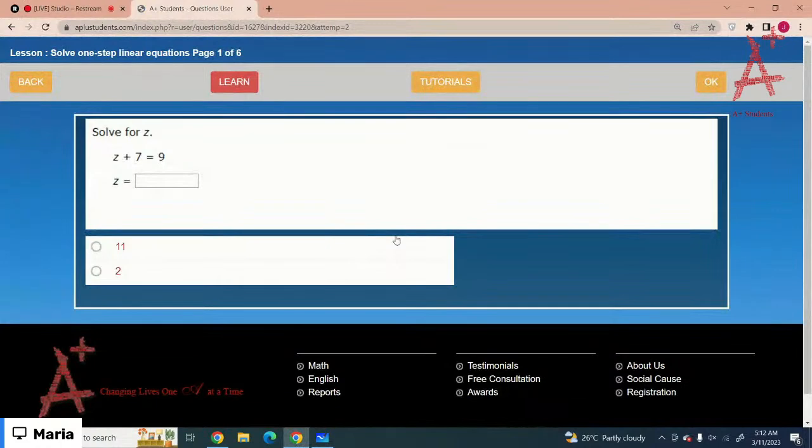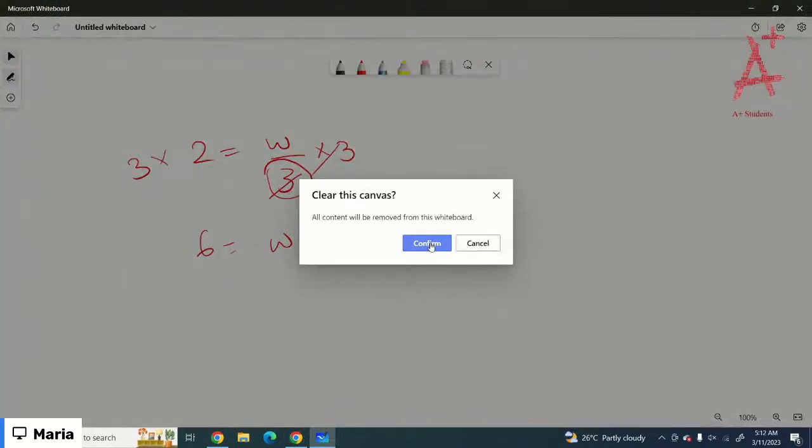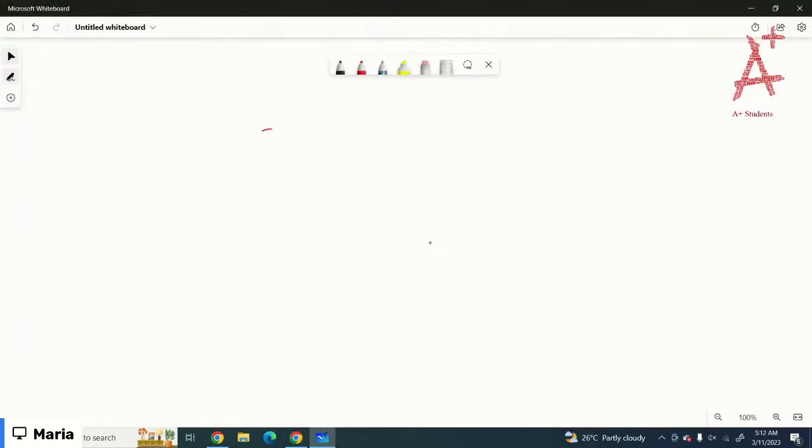Okay, solve for z. z plus 7 equals 9. So you have to find the value of the variable z. Got it? So you have to remove that 7 from the left hand side. So 7 is adding to the equation. That means you need to subtract 7 from both sides. It would be z plus 7 minus 7 is equal to 9 minus 7.